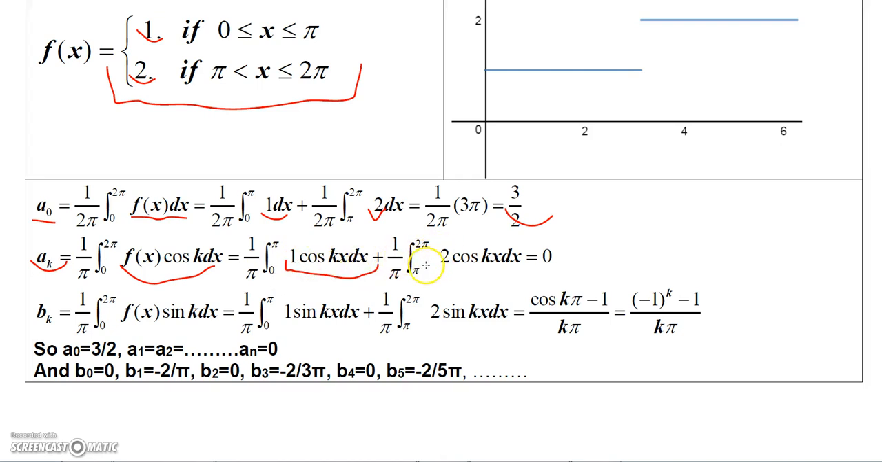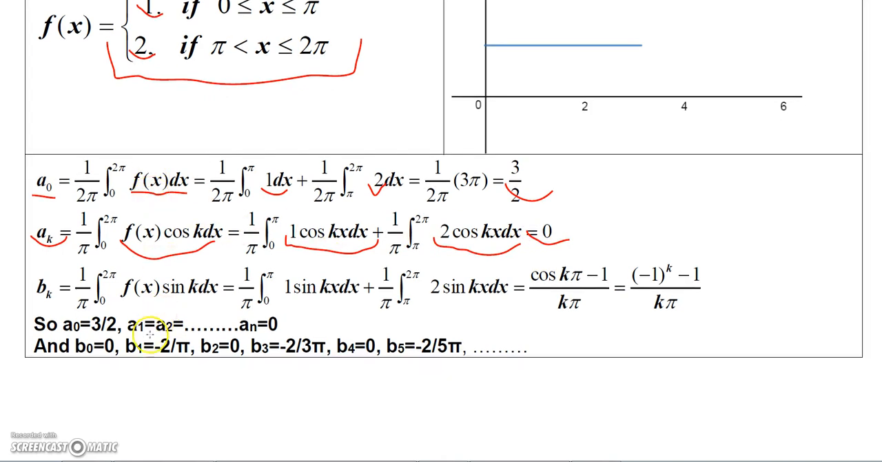And then when you're integrating from pi to 2 pi, f of x is 2, so you get 2 cosine kx dx. And it actually turns out that if you evaluate these integrals, you'll get 0 for a sub k. Now for b sub k, you have to integrate 1 over pi from 0 to 2 pi of f of x times sine of kx.